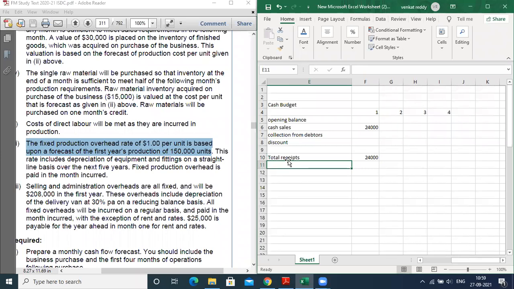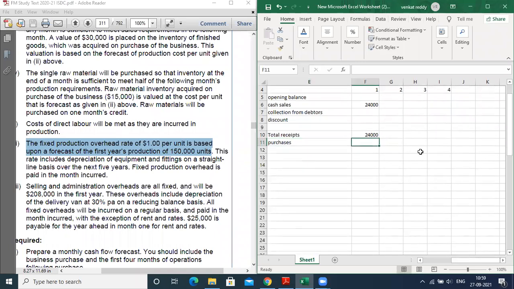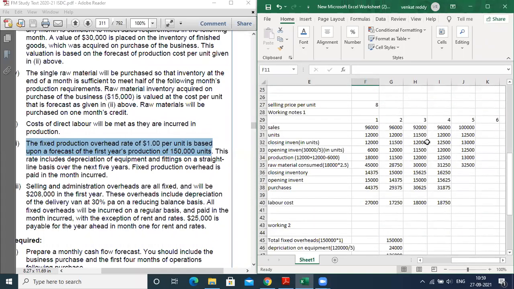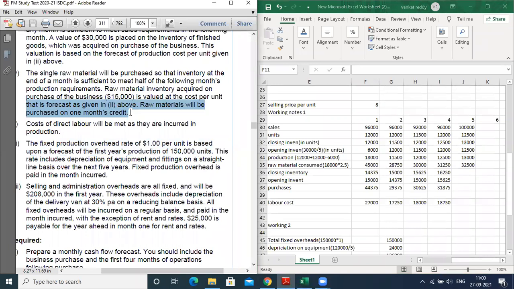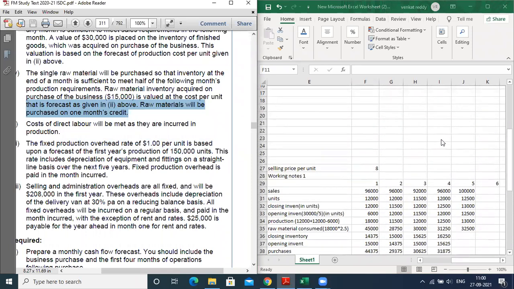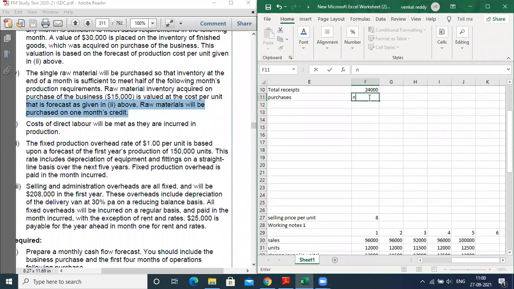Then payments. Purchases. Can anyone let me know what the purchases for the first month will be? You might be saying 44,375. But see here, raw material is purchased on one month credit. It means we won't be paying the amount immediately. We got one month credit, so there will not be any cash outflow towards the purchase in the first month. Actually, the first month purchase is 44,375, but with one month credit, we will be paying the amount next month. Is that clear?